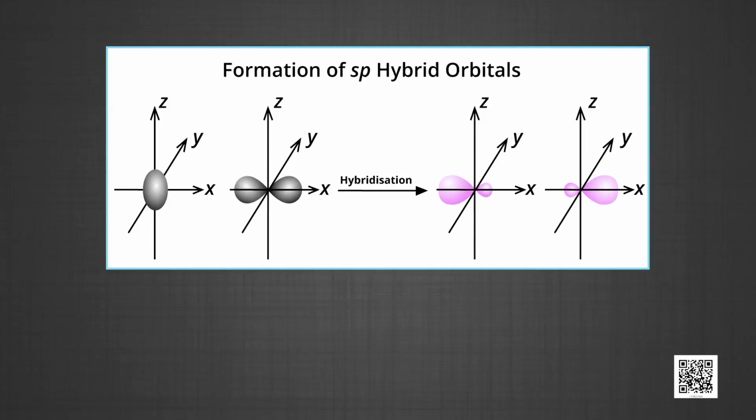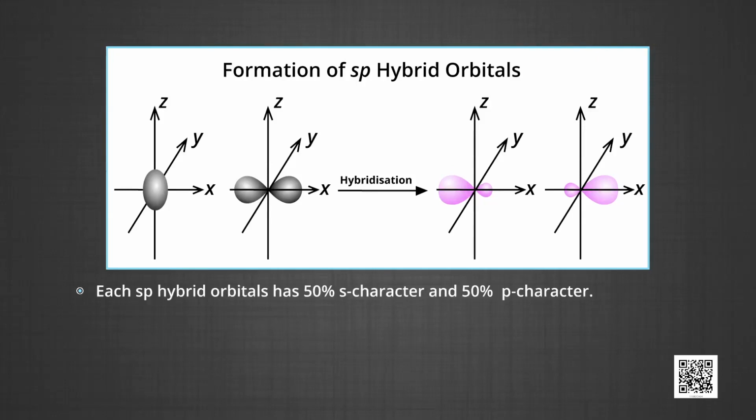This type of hybridization involves the mixing of one s and one p orbital, resulting in the formation of two equivalent sp hybrid orbitals. The suitable orbitals for sp hybridization are s and pz if the hybrid orbitals are to lie along the z-axis. Each sp hybrid orbital has 50% s character and 50% p character. Figure shows you the formation of sp hybrid orbitals.